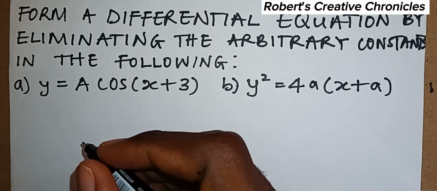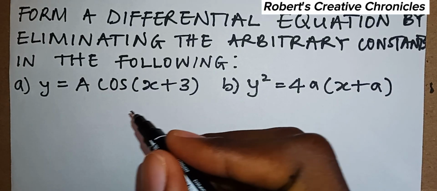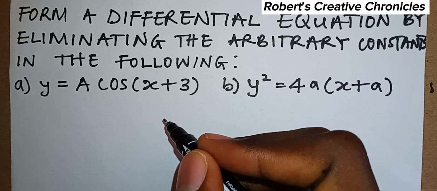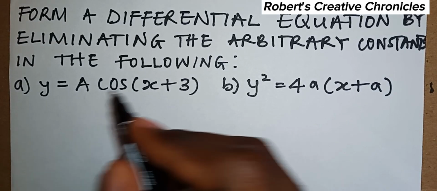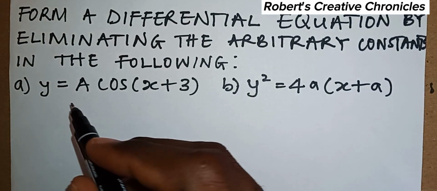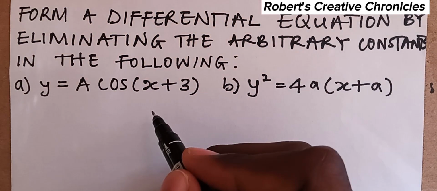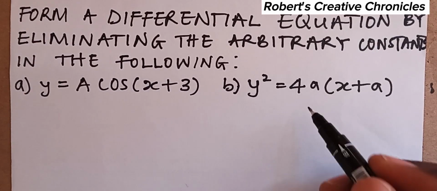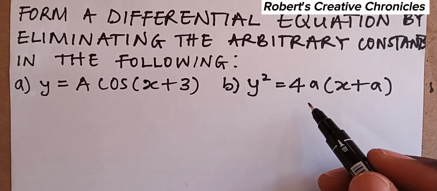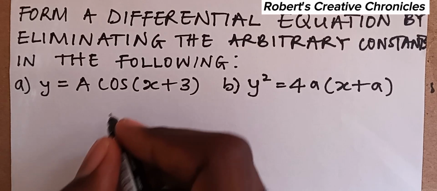Today we'll be solving this question. It states: form a differential equation by eliminating the arbitrary constants in the following, A and B. A states that y is equal to a cos(x + 3). B is y squared is equal to 4a(x + a). So let's start.